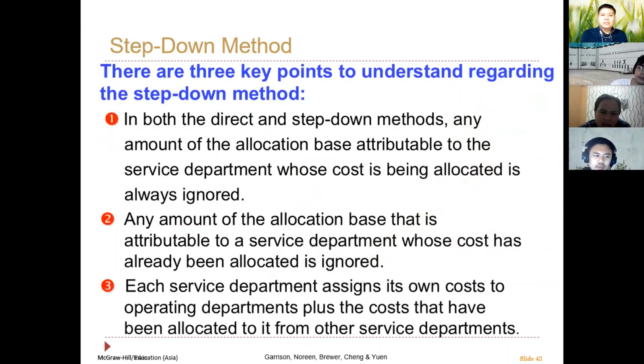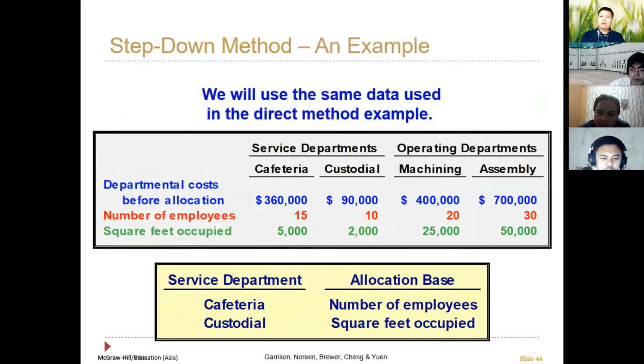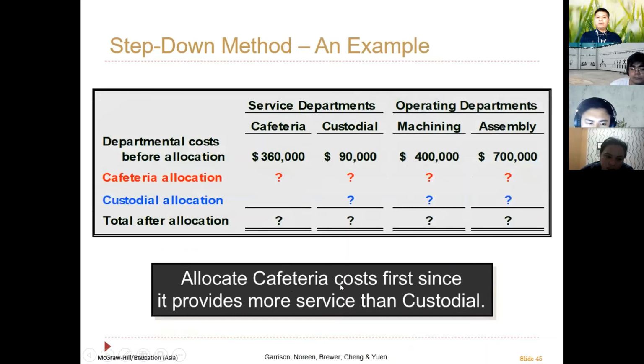Okay? Let's look at this example again. Cafeteria cost will be allocated using the number of employees. Custodial cost will be allocated using the square feet occupied. So let's distribute this based on number of employees. What are the fractions? It includes custodial. So 10 over 60, 20 over 60, and 30 over 60. When it gets to custodial, like before, only the two of them share: 25 over 75 and 50 over 75. Gets?